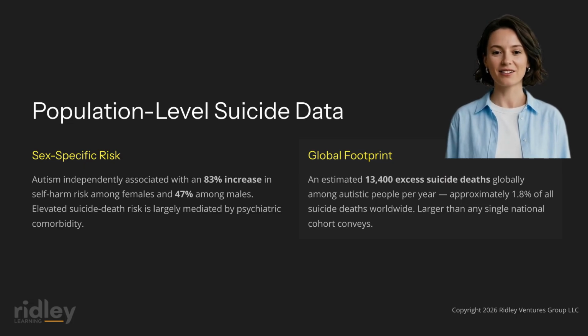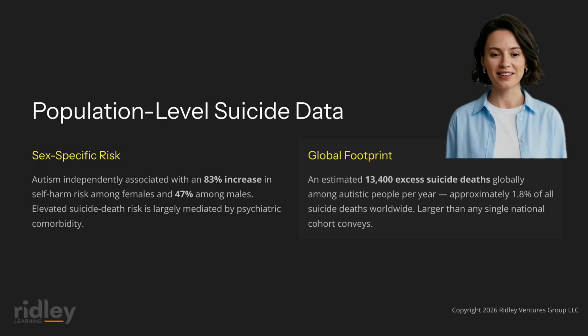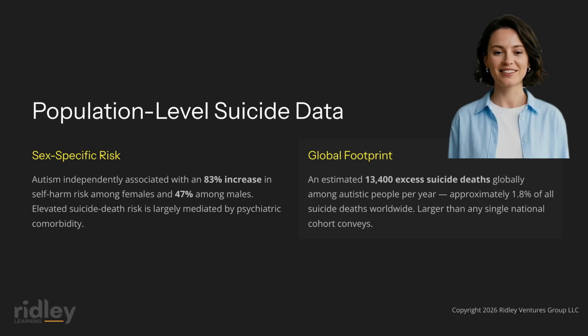Population-level data further clarify the scope of this risk. Lai and colleagues' 2023 population analysis, published in JAMA Network Open, examined Ontario data encompassing 75,926 self-harm events and 66,938 suicide deaths. After accounting for neighborhood income, rurality, intellectual disability, and psychiatric comorbidity, autism was independently associated with an 83% increase in self-harm risk among females and a 47% increase among males. Elevated suicide death risk was largely mediated by psychiatric comorbidity, such that controlling for psychiatric diagnoses attenuated the effect, substantially in males and partially in females.